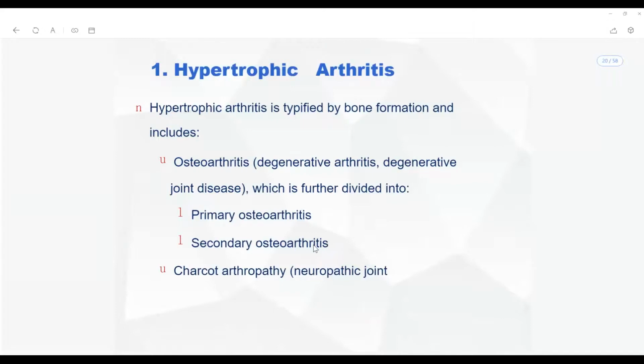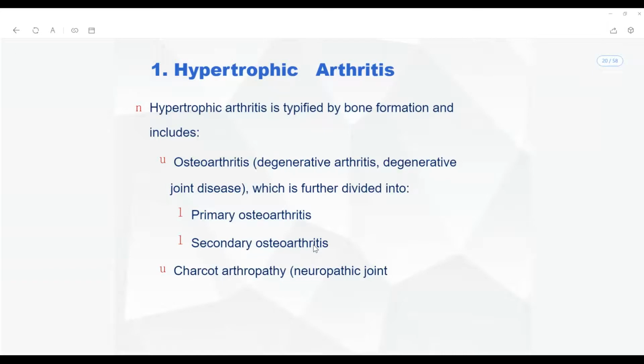So marginal bone osteophyte formation and subchondral sclerosis along with joint space reduction are characteristic features of osteoarthritis, which are also characteristic features of hypertrophic arthritis. So hypertrophic arthritis is nothing but osteoarthritis as well, because it is a subcategory of arthritis, right?